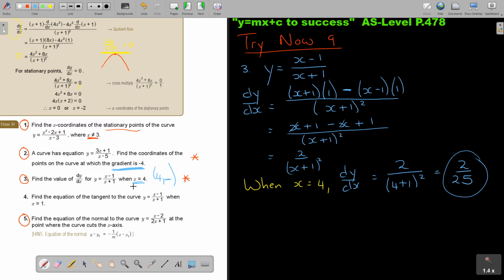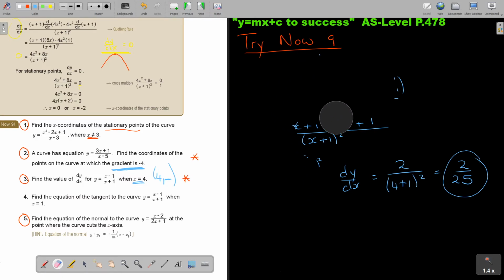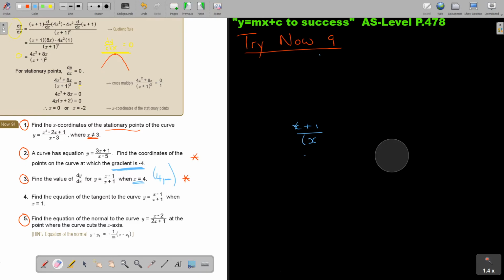Then the final one. Let's do the final one. It's all applications, and you will find all these basic methods in chapter 6, where it's the basic differentiation. Here we are just bringing more difficult rules in. Okay, number 5. Find the equation of the normal to the curve at the point where the curve cuts the x-axis.